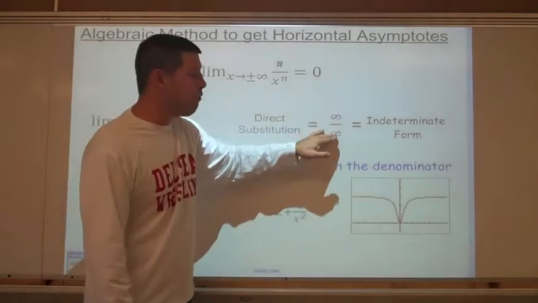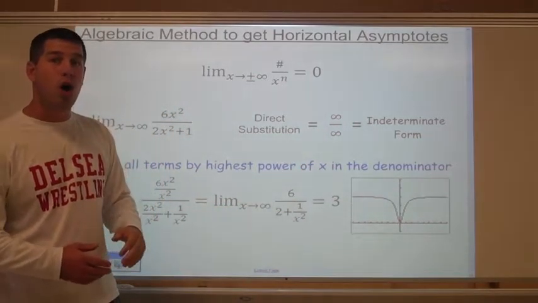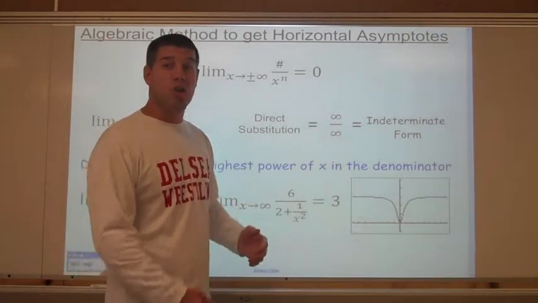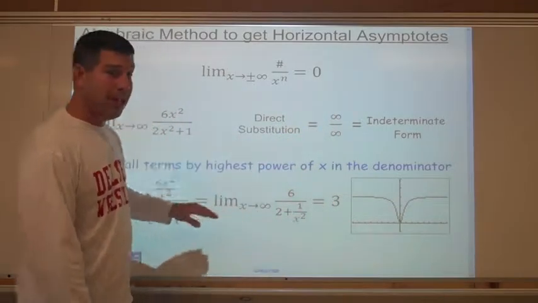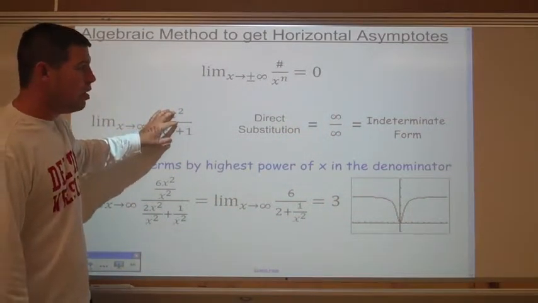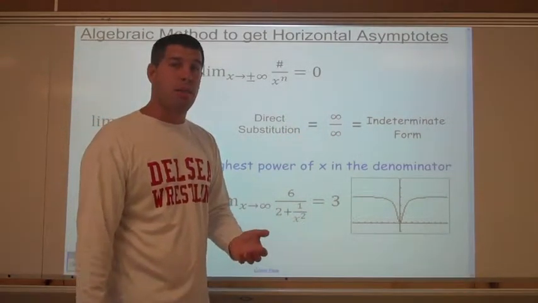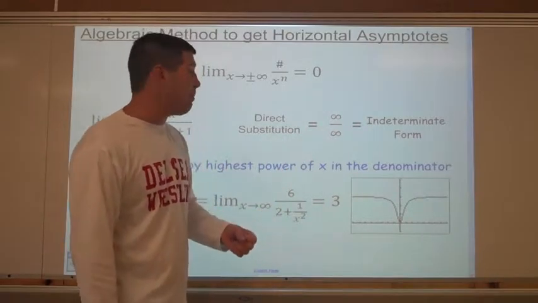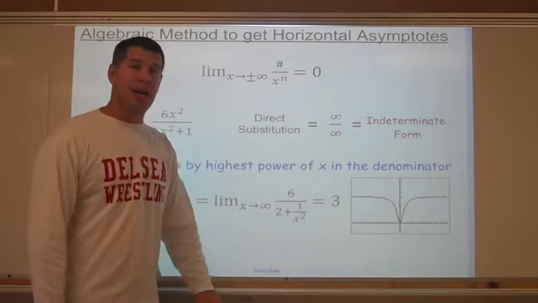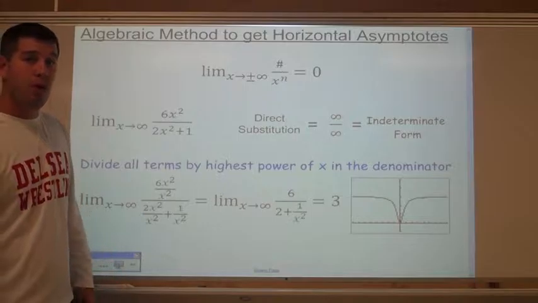So we get infinity over infinity, which is another indeterminate form. We can't determine the limit in this form. 0 over 0 was our common indeterminate form when we were talking about limits in chapter 1. Now we're going to see infinity over infinity as our indeterminate form in this section.